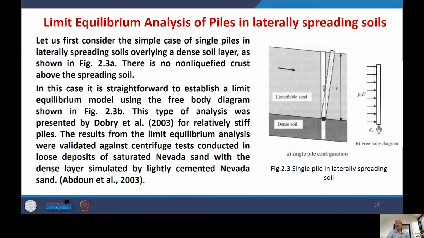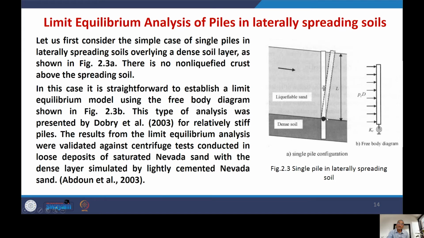So in this case, limit equilibrium analysis of piles in laterally spreading soils. This is the case here, figure 2.3. What is shown in this figure? The simple case of single piles in laterally spreading soils overlying a dense soil layer, and there is no non-liquefied crust above the spreading soil. So you have dense soil here. On top of it, you have liquefiable sand, and the pile is passing through the liquefiable sand and socketed inside the dense soil.